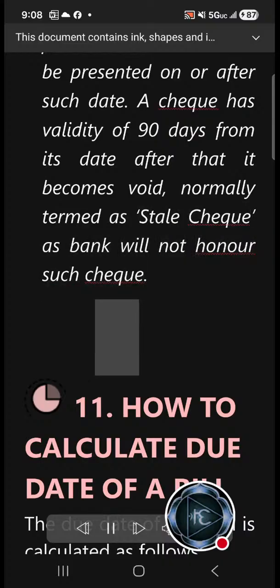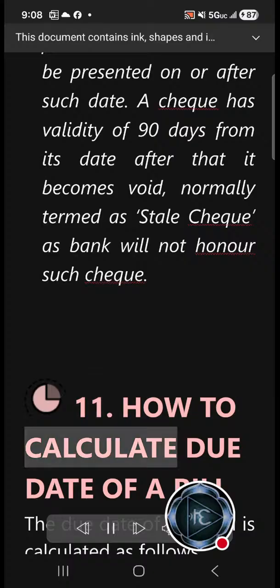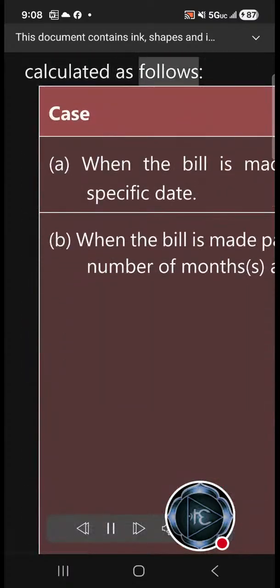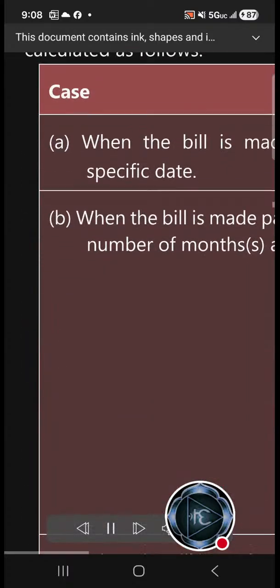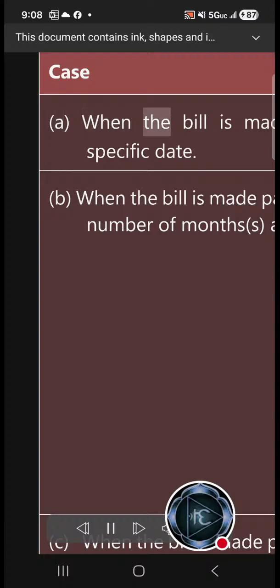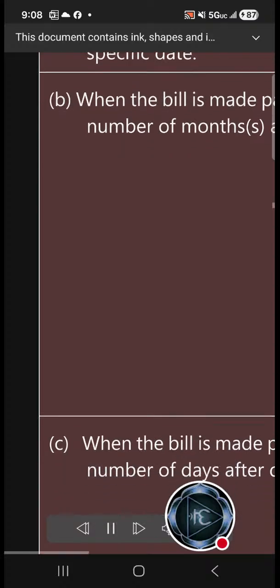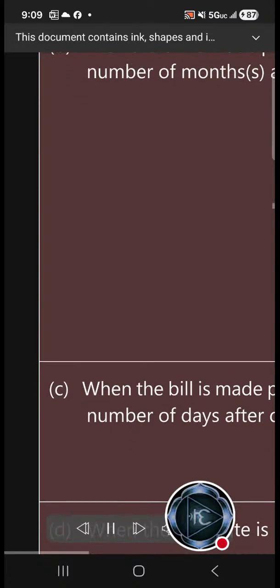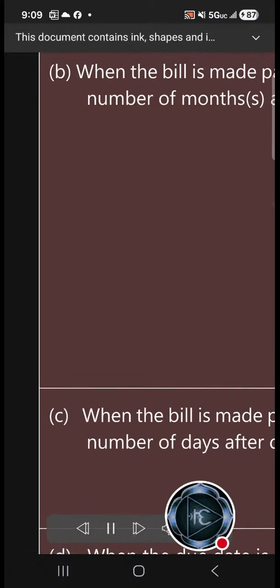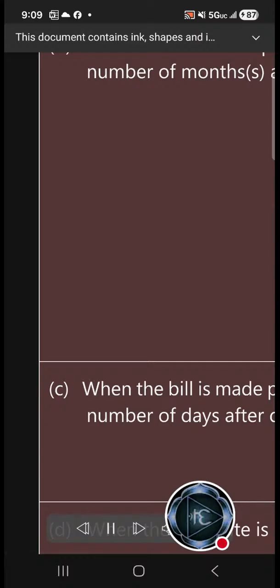11. How to calculate due date of a bill. The due date of each bill is calculated as follows. Case A. When the bill is made payable on a specific date, that specific date will be the due date. Case B. When the bill is made payable at a stated number of months after date, that date on which the term of the bill shall expire will be the due date.